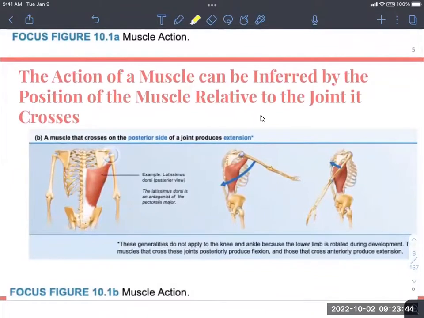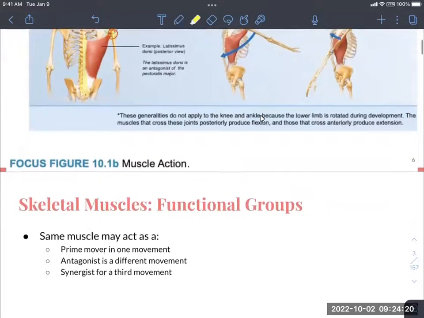Here's another example from the back side. This is your latissimus dorsi muscle. It allows you to extend your arm backwards behind you. When that muscle contracts, because it originates at the spine here, but it inserts into that humerus, that is what allows you to move your arm behind you in that extension type of movement.